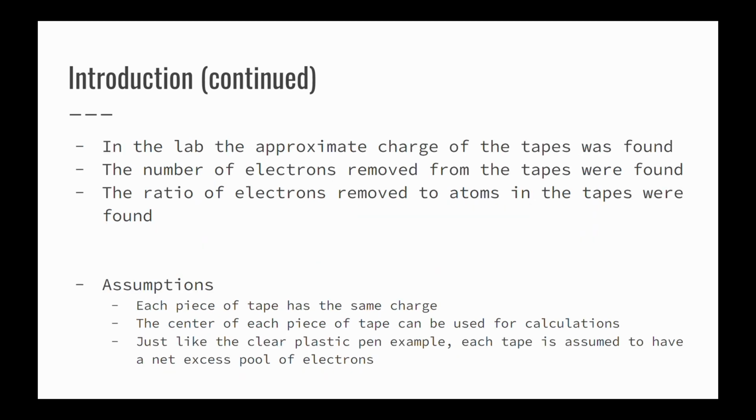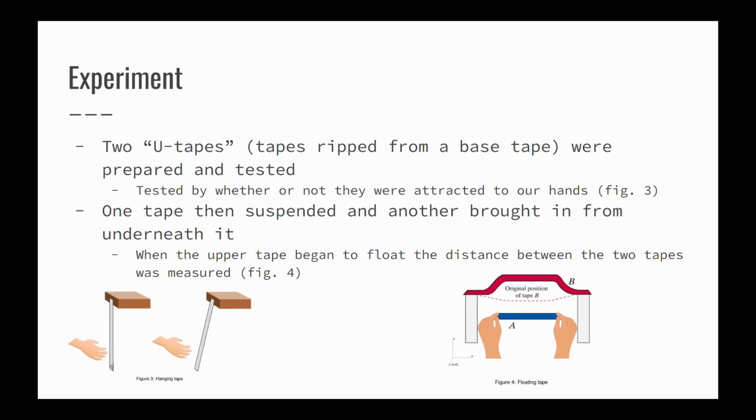So what we're looking to do here, we see that in the lab the approximate charge of the tapes was found, the number of electrons was found, and the ratio of electrons removed to atoms in the tapes was also found. Some assumptions we're making for the entire lab are that each piece of tape has the same charge, because they went through the same process, that the center of each piece of tape can be used for calculations, and that, just like in the clear plastic pen example, each tape is assumed to have a net excess pool of electrons, making each tape in itself negative.